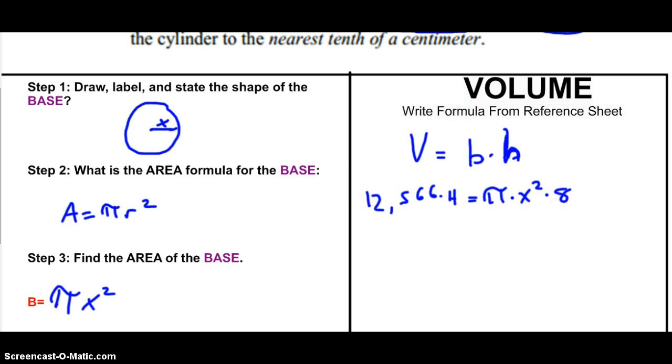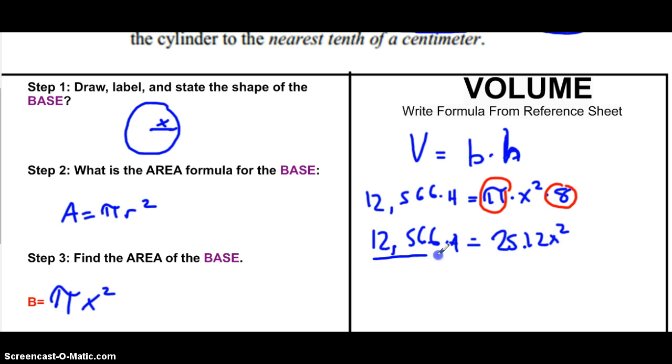The first thing we're going to do when solving here is multiply the numbers on the right hand side. So we're going to do pi times 8, or 3.14 times 8. And let's see what we get. 12,566.4 is equal to, hold on, let's get the calculator out. 8 times 3.14 is 25.12. So we get 25.12 x squared. From here, we're going to divide everything by 25.12 to get it by itself.